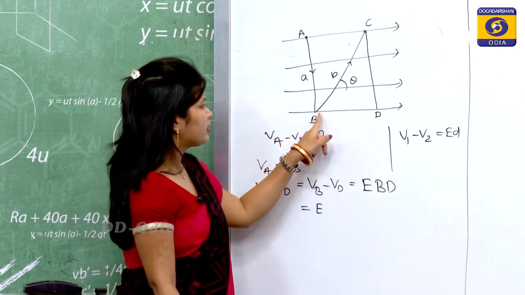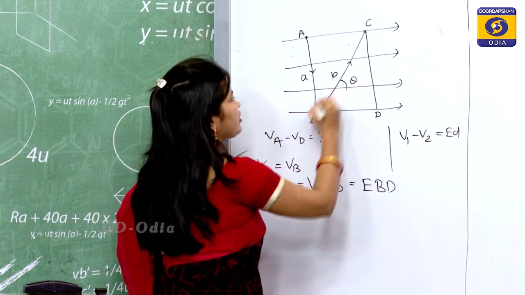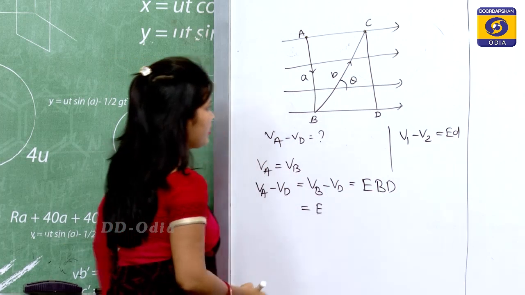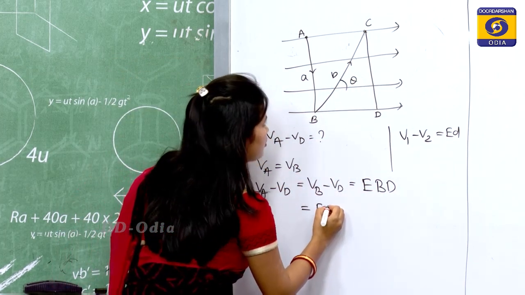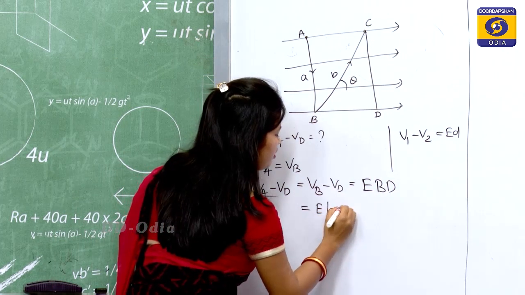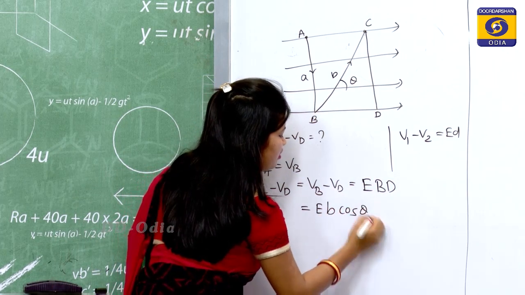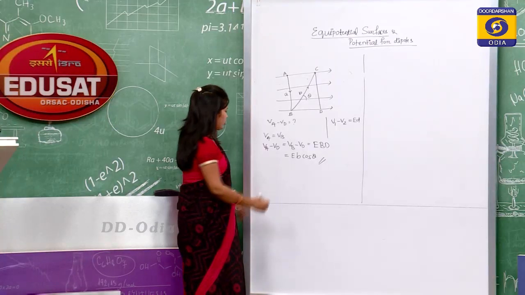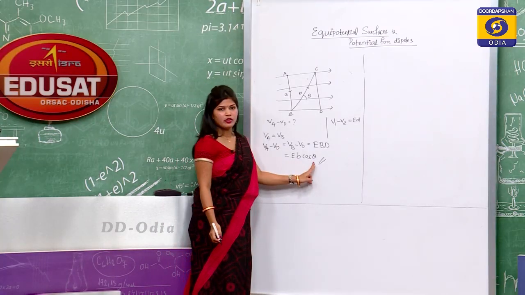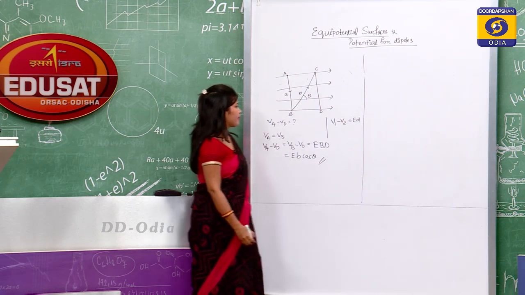Okay. So, what is BD? See, here the side is AB, then cos theta is BD upon AB. So, BD is equal to AB cos theta. So, this is your answer. So, VA minus VD is E AB cos theta. This is your answer. Okay.